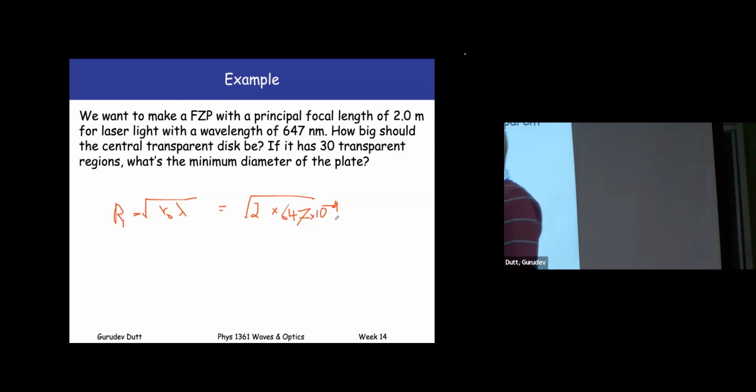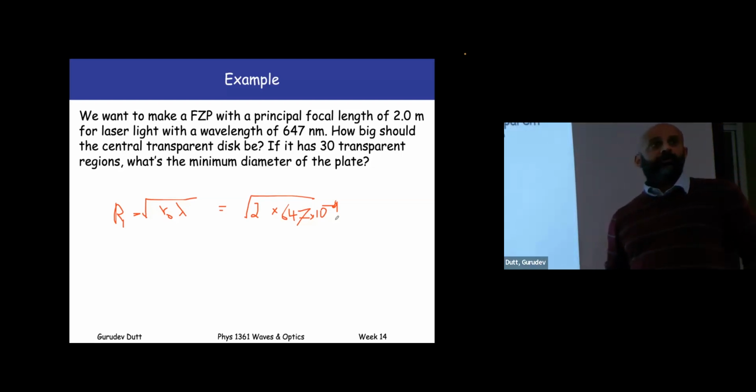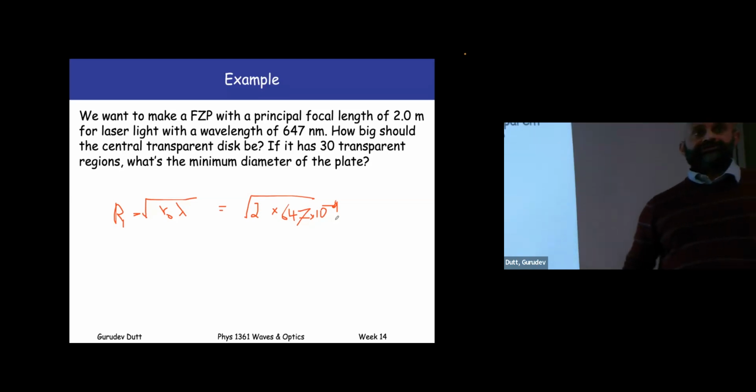And then for the 30 transparent regions, what's the minimum diameter of the plate? How would I find the diameter if I told you that there were 30 regions instead of just one? What should be the radius or the diameter of that?